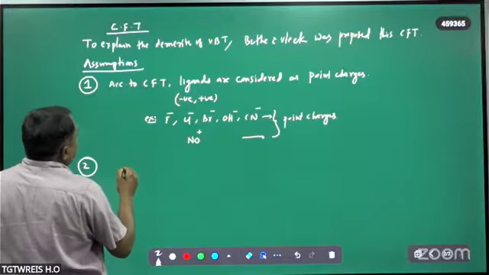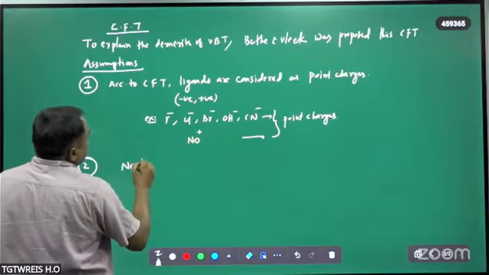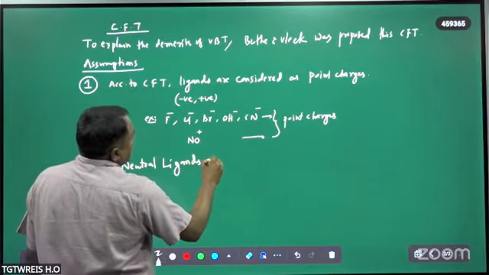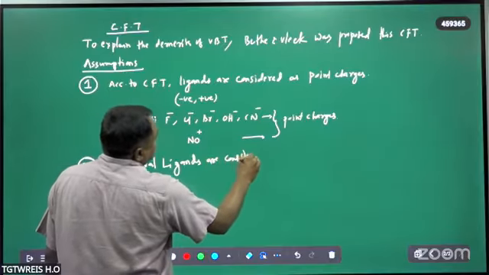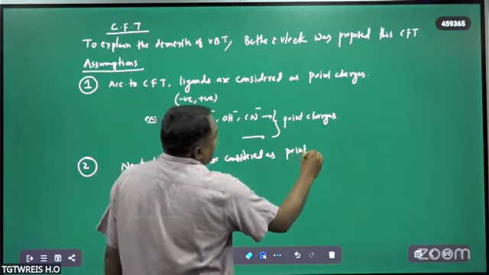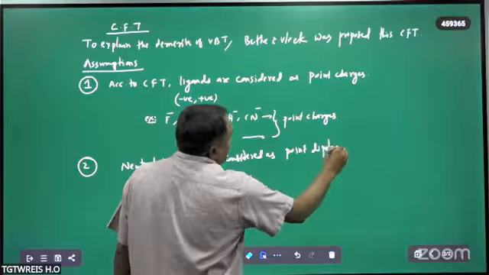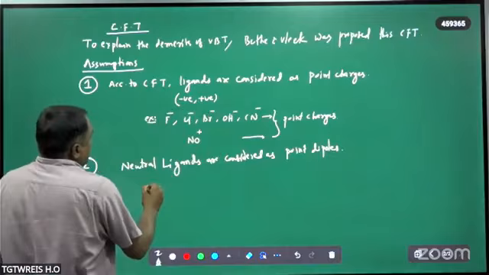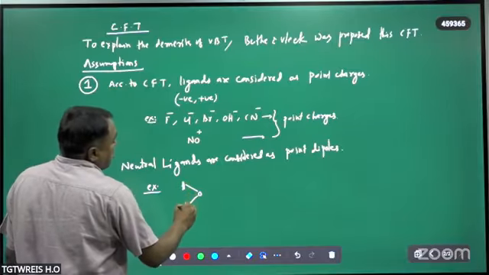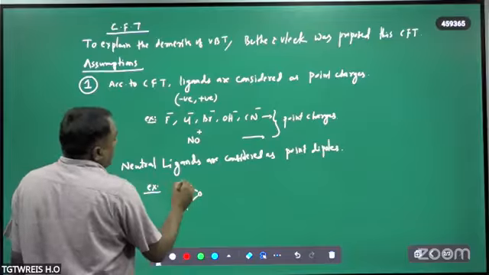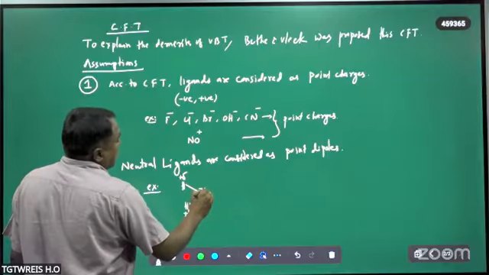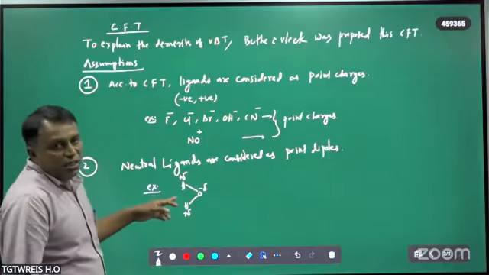The second one: neutral ligands are considered as point dipoles. This is also very important. For example, water is a neutral ligand. In water, this is the positively charged end and this is the negatively charged end. So dipole means it will have what now?